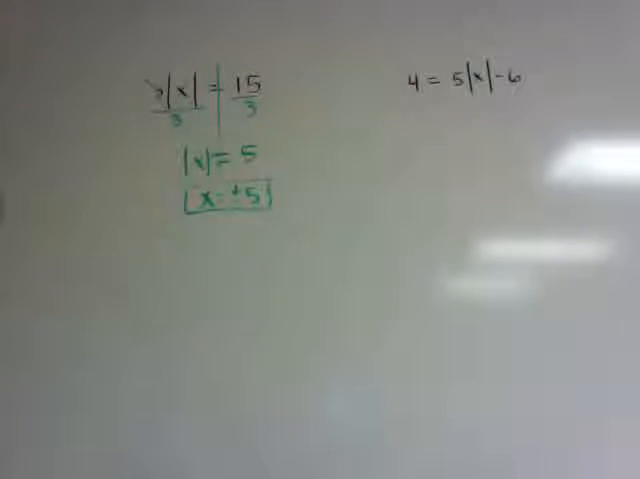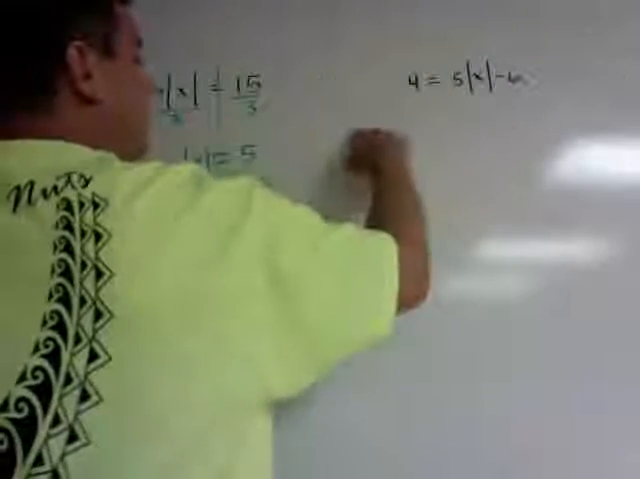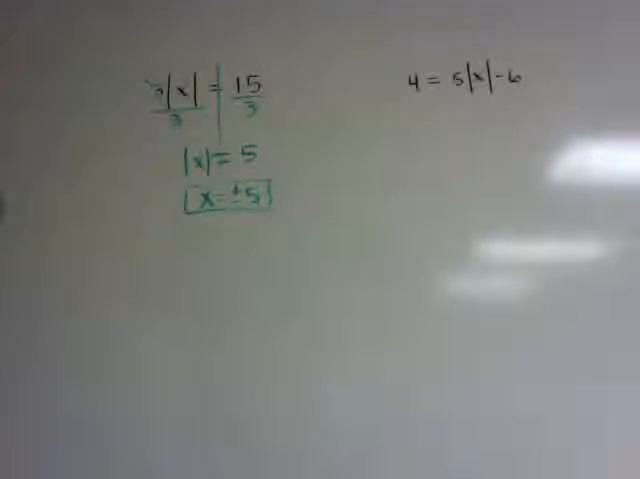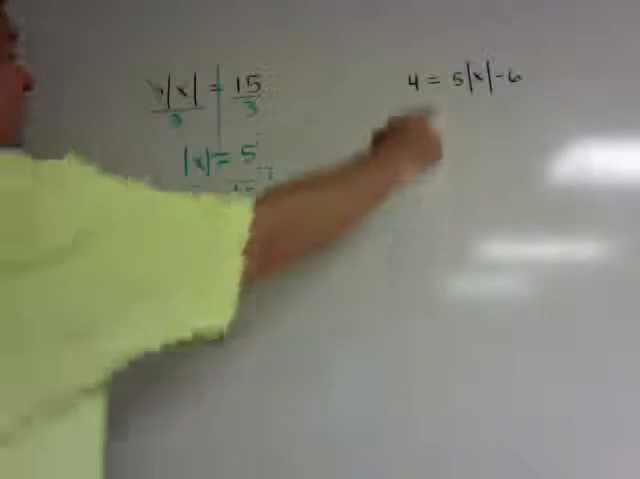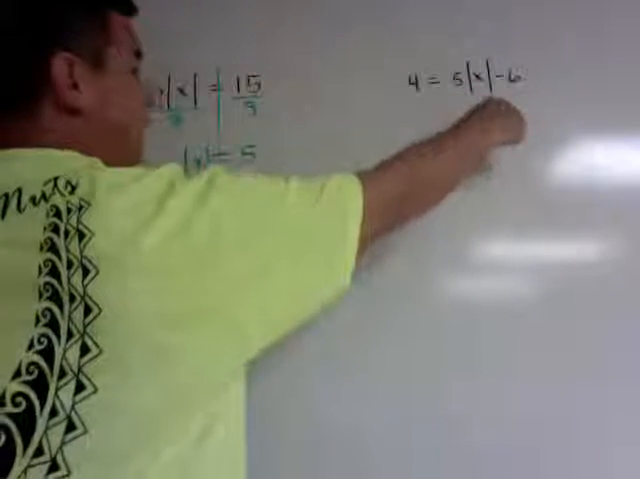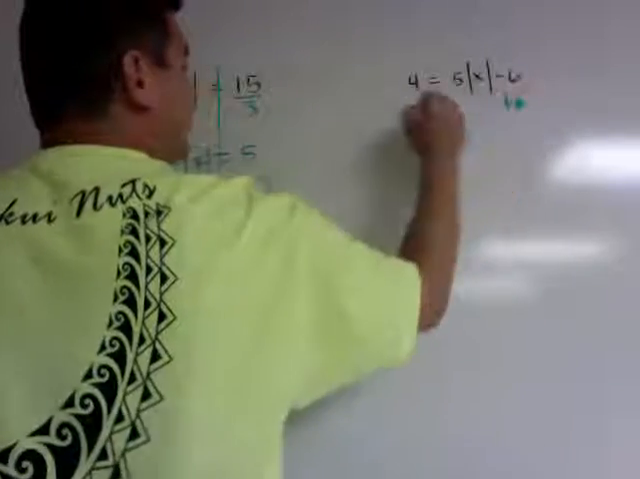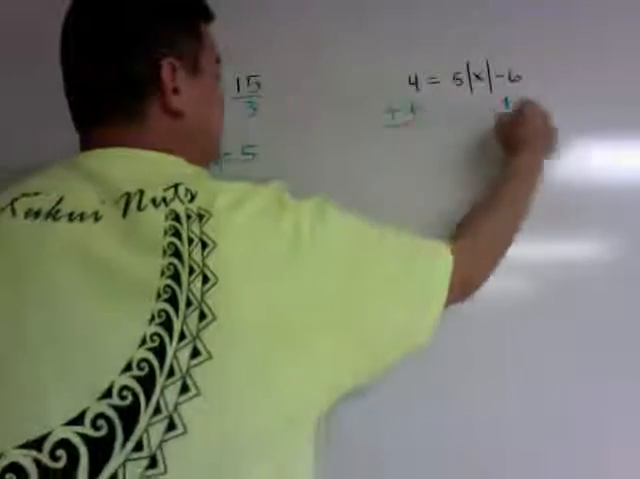Okay? Don't forget the plus or minus. If you only put 5, you only have half the answer, so you can get some wrong. You can get half off. Okay? So over here, this is just like another equation. And it's like a two-step equation. If I have 5 times the absolute value of x minus 6, I need to get rid of the 6 first.